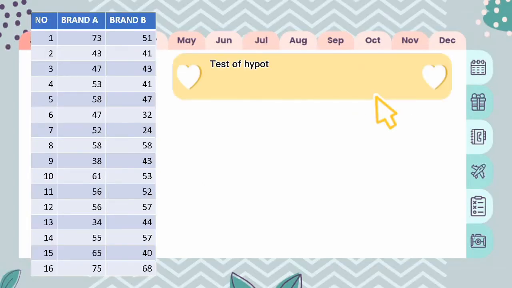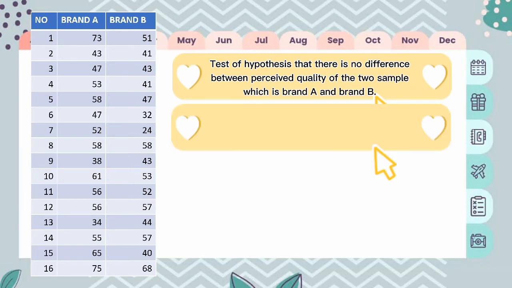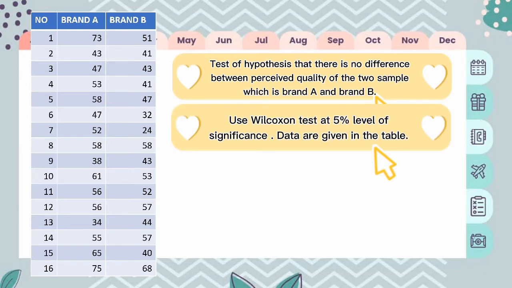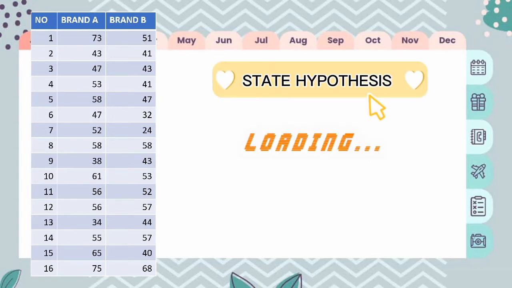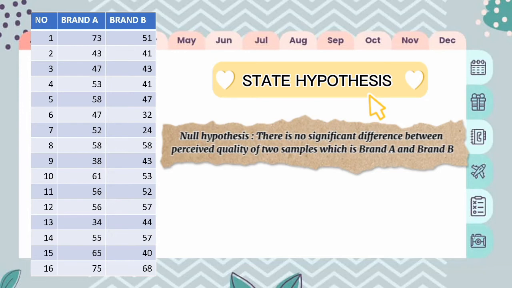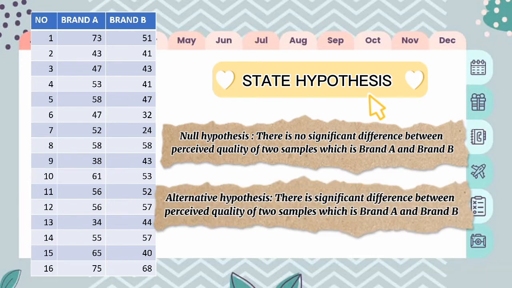Firstly, you need to read the question so that you will know what to state in the hypothesis, and make sure to use 5% level of significance. As you can see, the data are given in the table. Then we start with the first step, which is to state the hypothesis. The null hypothesis is that there is no significant difference between the perceived quality of the two samples. The alternative hypothesis is that there is a significant difference between the perceived quality of the two samples.